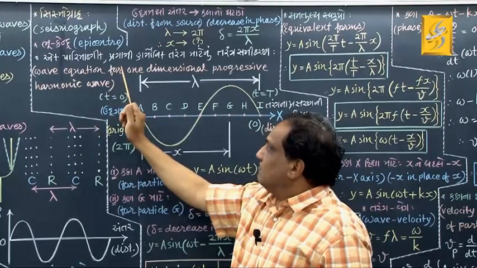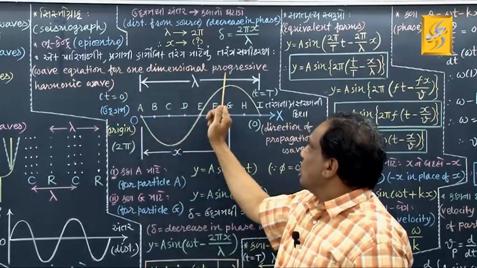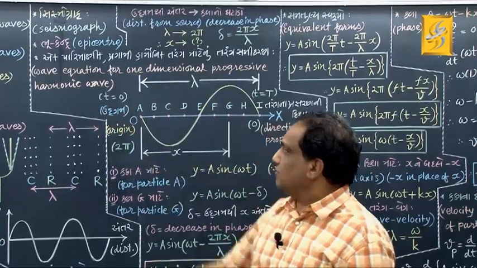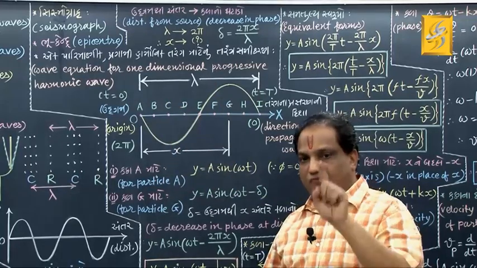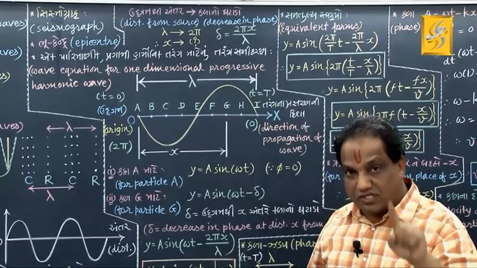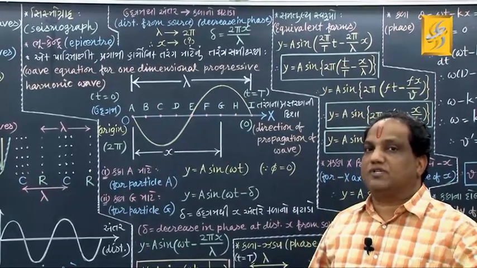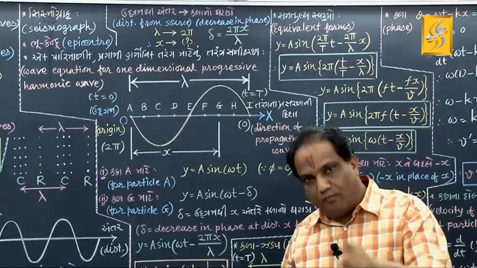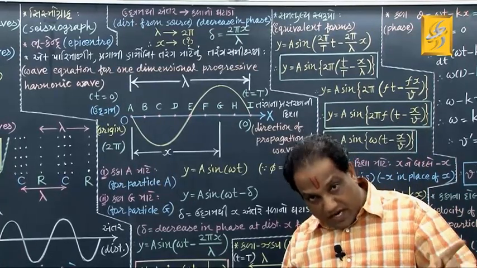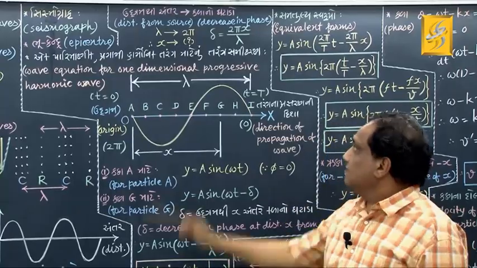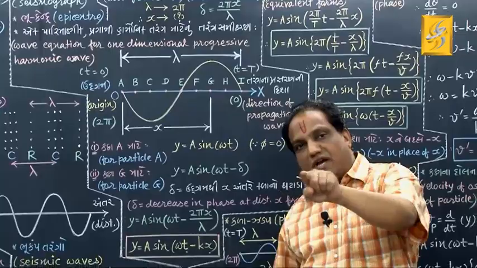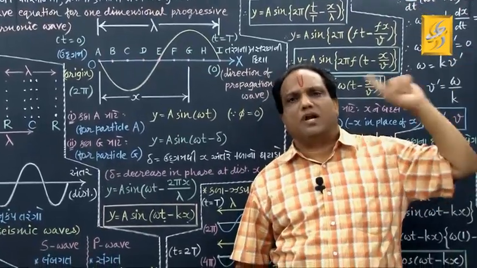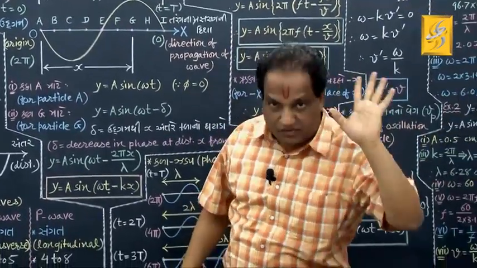Wave equation for one-dimensional progressive harmonic wave. What do you mean by one-dimensional wave? A wave propagating in a one-dimensional medium is called a one-dimensional wave. What is a progressive wave? A wave which moves ahead and ahead away from the source continuously is called a progressive wave.